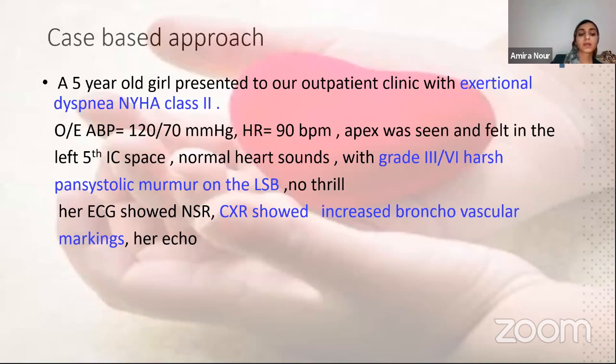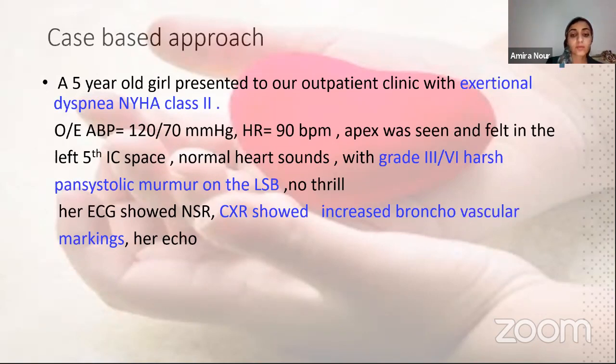Our case today is a 5-year-old girl presented to our outpatient clinic with exertional dyspnea NYHA class 2. On examination, her arterial blood pressure was 120/70 millimeter mercury. Her heart rate was 90 beats per minute. Her apex was seen and felt in the left fifth intercostal space with normal heart sounds. On auscultation, she had a grade 3/6 harsh pansystolic murmur over the left sternal border, however not associated with thrill. Her ECG showed only normal sinus rhythm, and her chest X-ray showed increased bronchovascular markings.